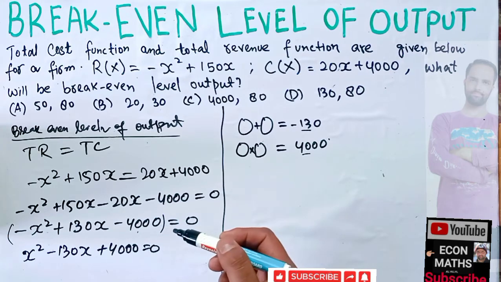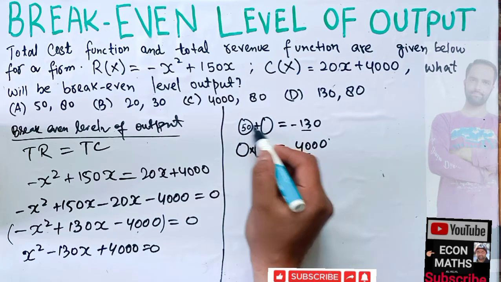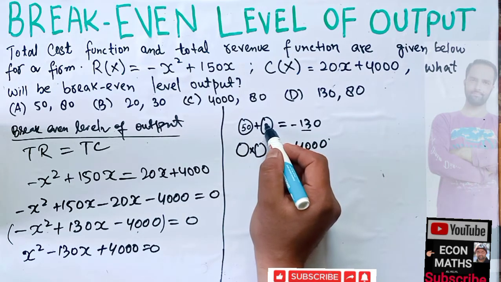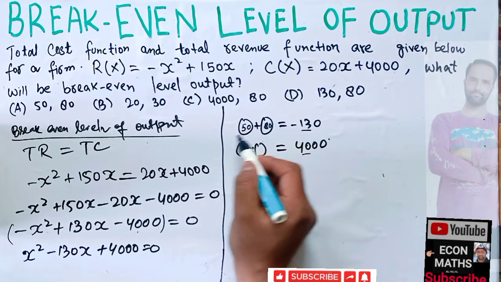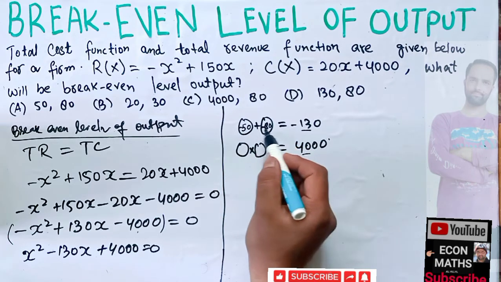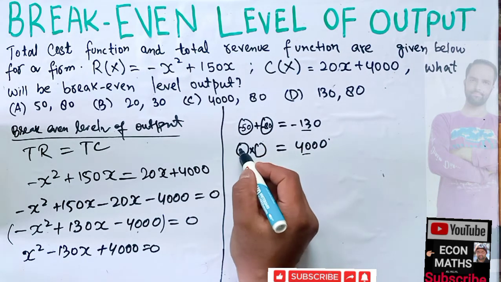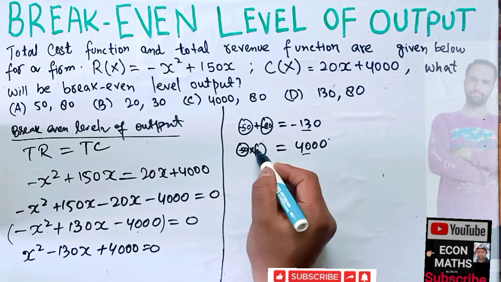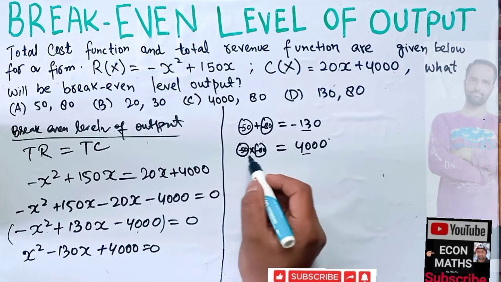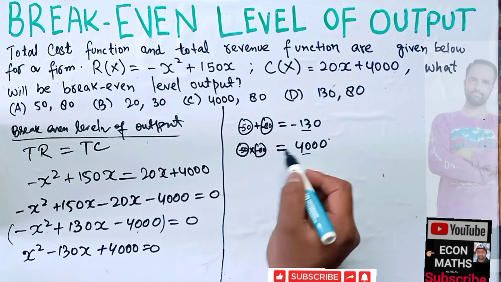8 fives are 40. So if I write here 50, and here I write 80, and these are both negative, so minus 50 minus 80 comes out to be minus 130, and similarly minus 50 into minus 80, 5 eights are 40, so we get these two zeros, minus minus is plus.